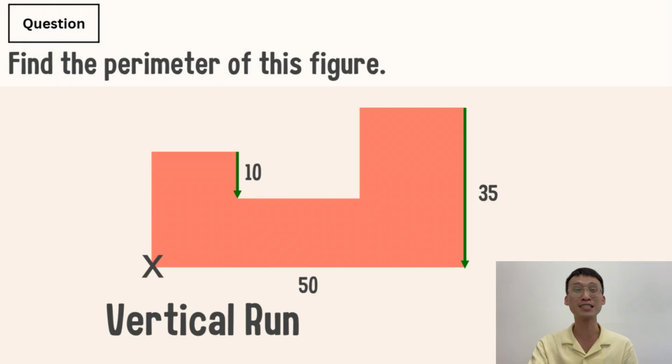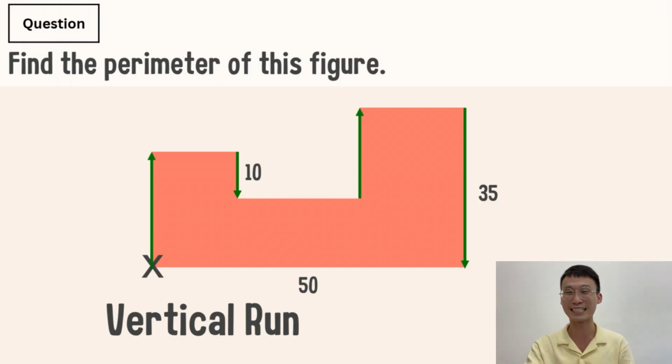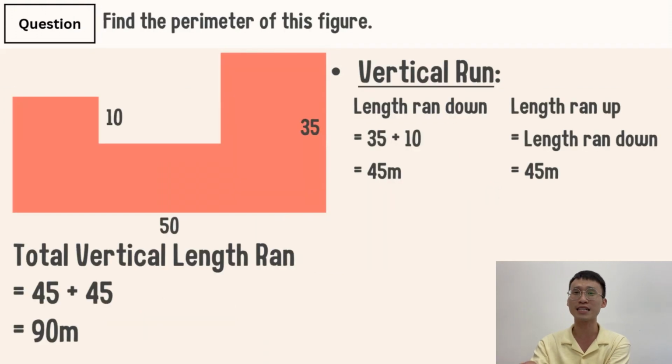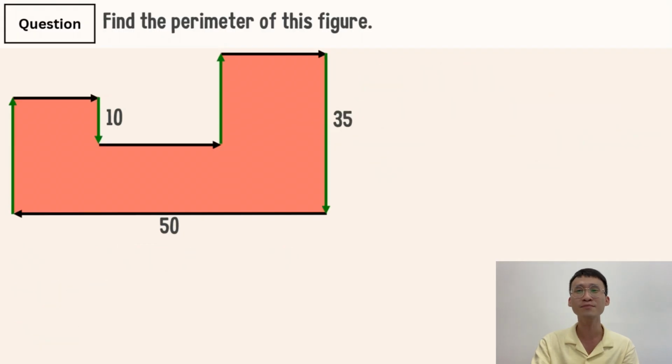Let us continue to observe the length for running downwards. What is the length? Yes, it is 35 plus 10, which is 45 meters as shown in the two downward arrows. So, the length covered for running downwards is a total of 45 meters. Whereas the length covered for running upwards would be equal to the length covered for running downwards, which is also 45 meters. Therefore, the total vertical length run is 45 plus 45 to get a total of 90 meters.